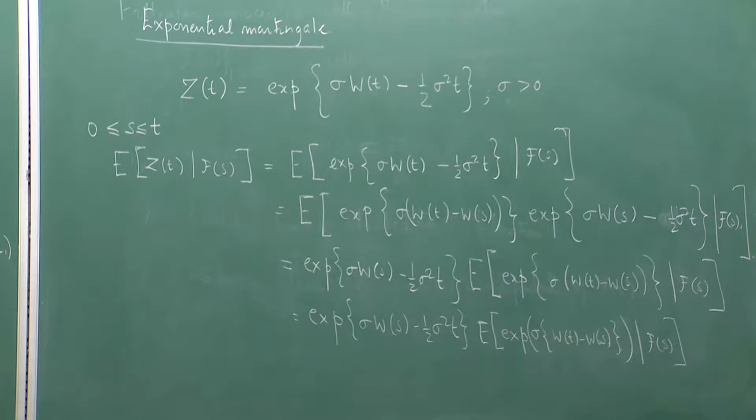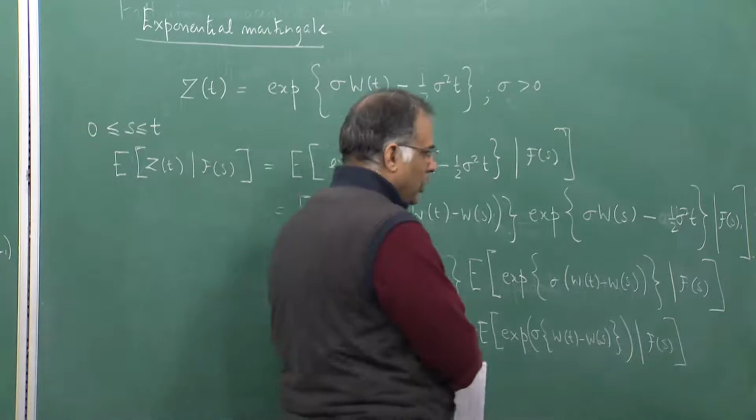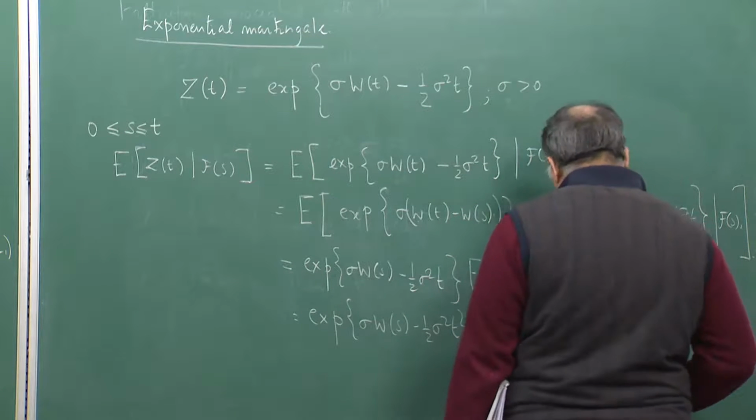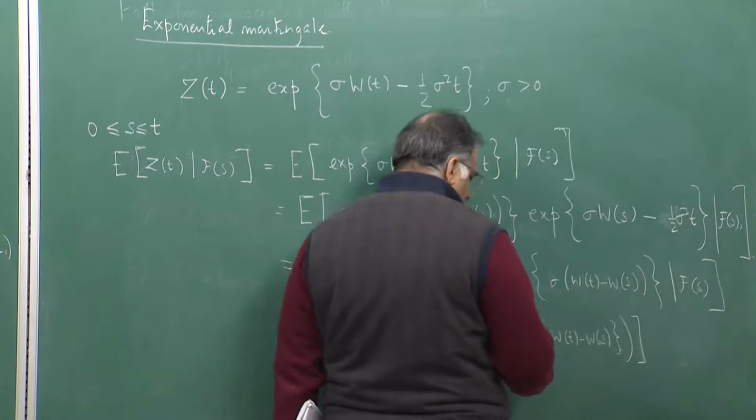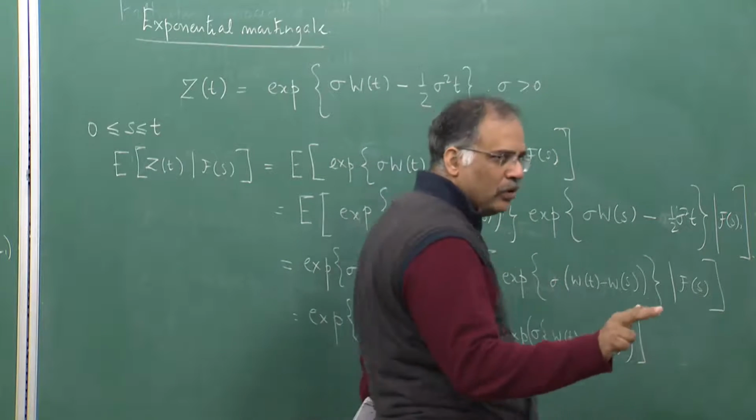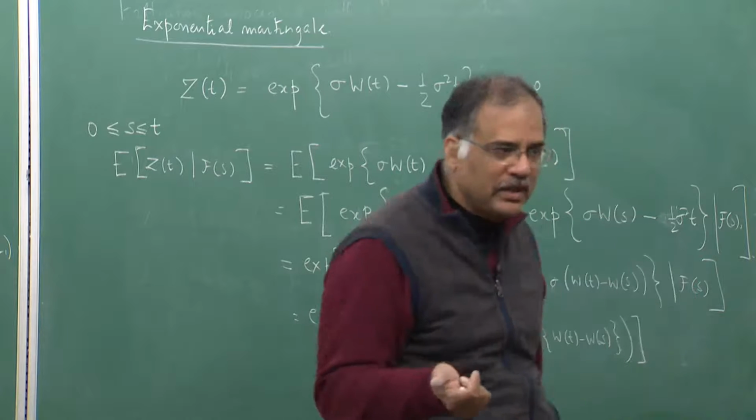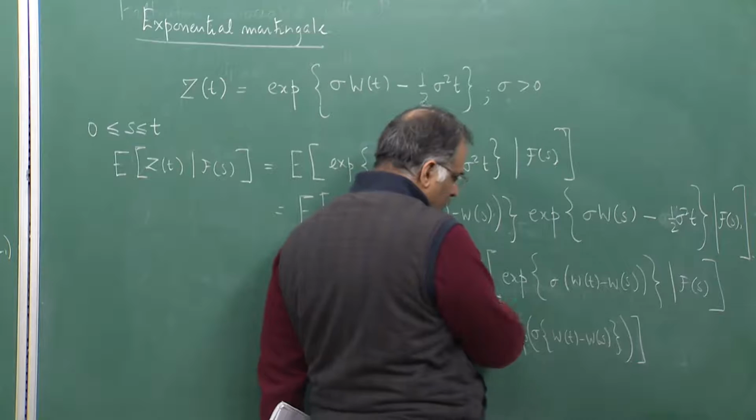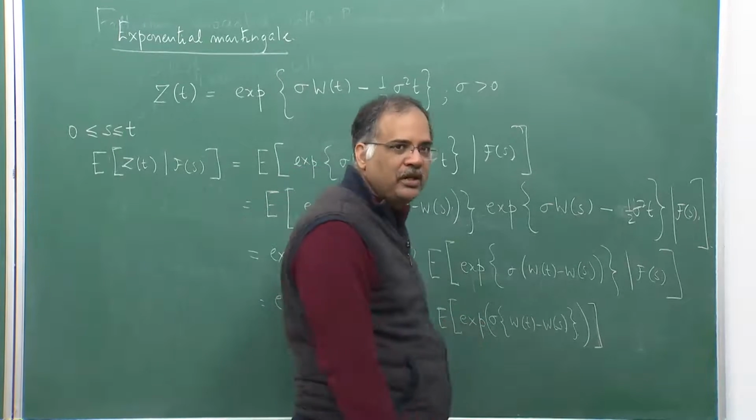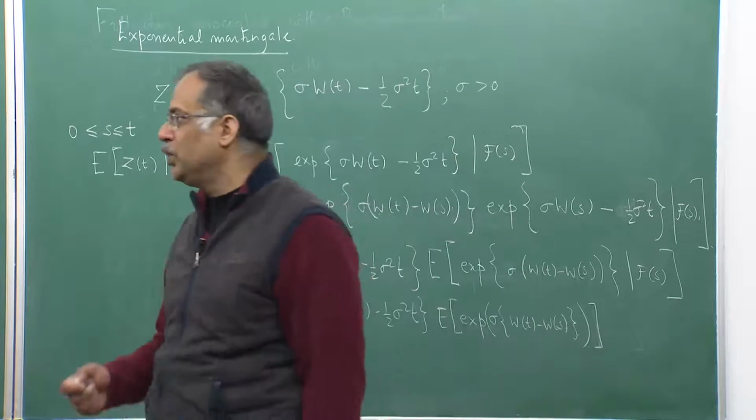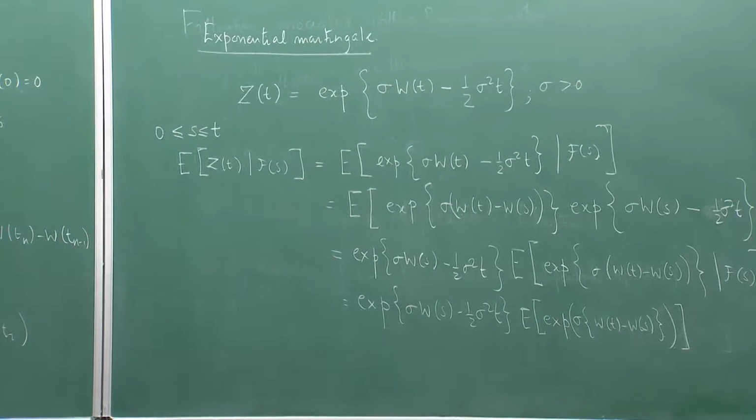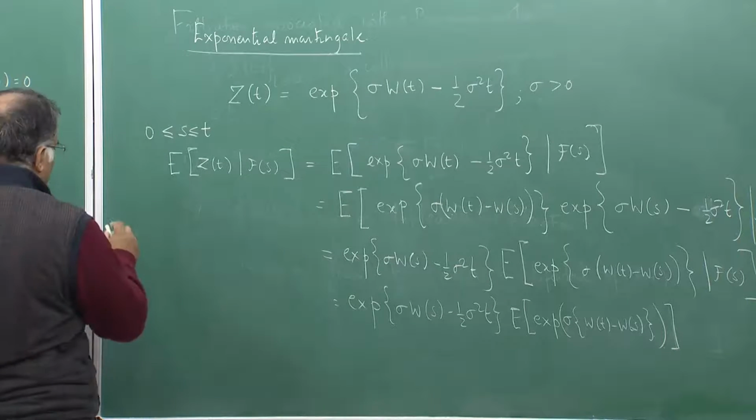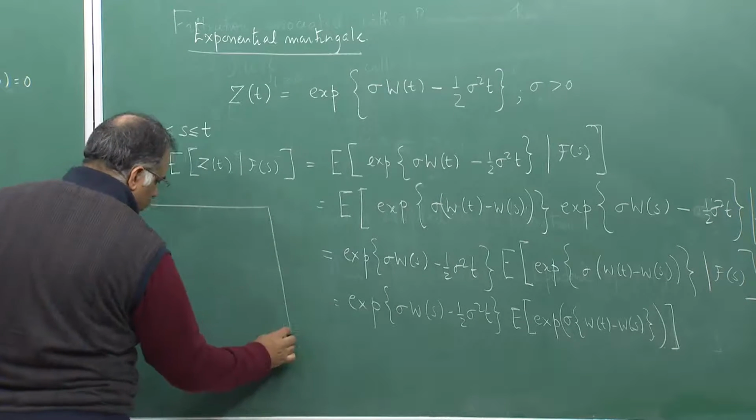Now, what is this? Sorry, I will not have the Fs here. So, it is independent. Now, those who know some probability will understand that Wt minus Ws is a normal distribution with mean 0 and variance t minus s, and this is nothing but the moment generating function of a normal distribution. I have not spoken about moment generating function in this discussion, but if you forget about this term, you can directly compute this expectation.